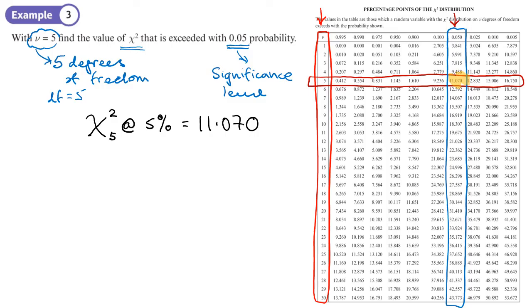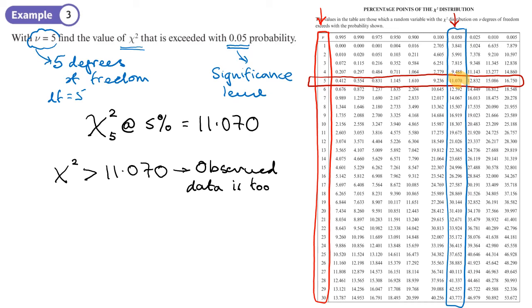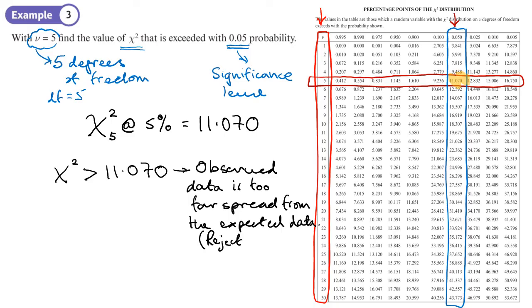Now what does this mean? It basically means that when we calculate x squared, if our calculated value of x squared is greater than 11.070, what it means is that our observed data is too far spread from the expected data. So in which case our observed data isn't a good fit for what we expect it to be, in which case we would reject H0, because H0 is that our data is a good fit.